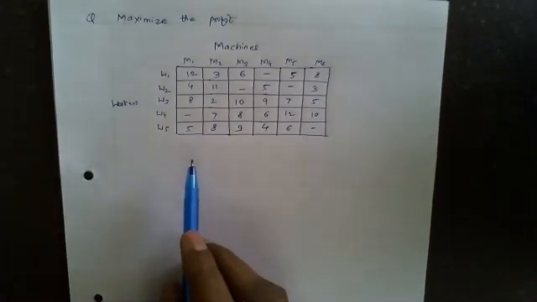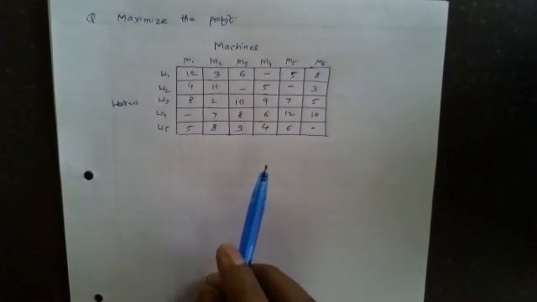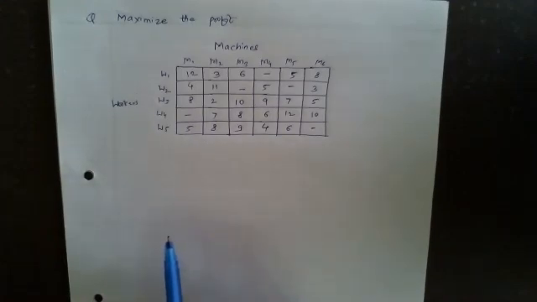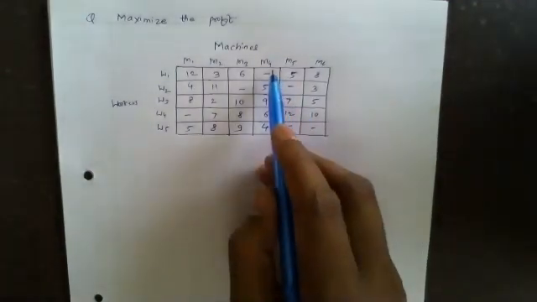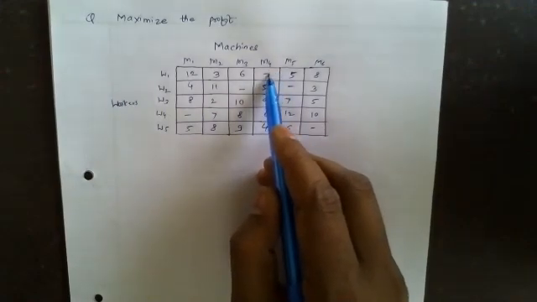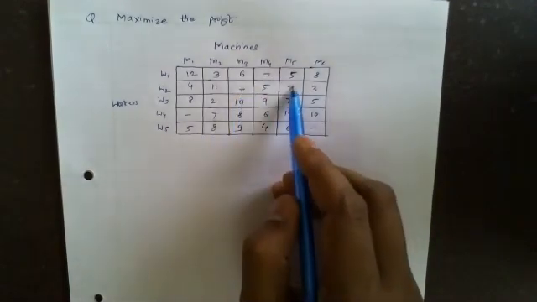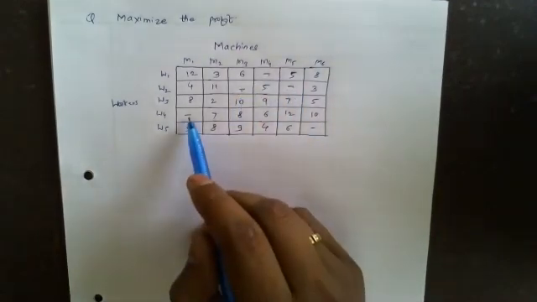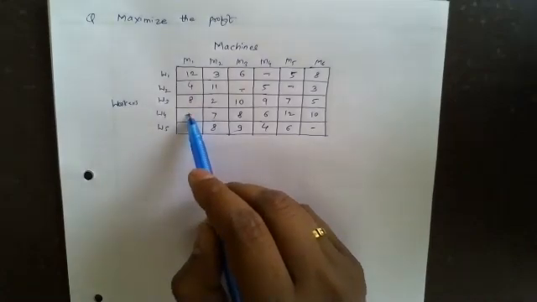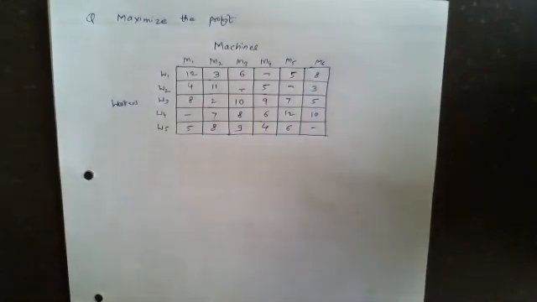Vertically, they have given the number of machines, M1 to M6. Horizontally, they have given the number of workers, that is W1 to W5. And you can observe here in column M4, they have restricted, which means they have not given any value. Similarly, in M3, they have not given any value. M5, they have not given any value. And M1, and M6, they have not given any value.